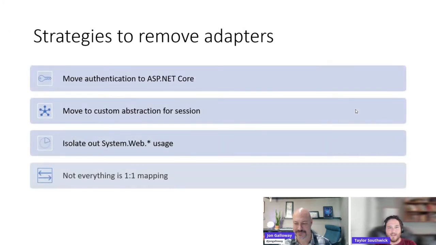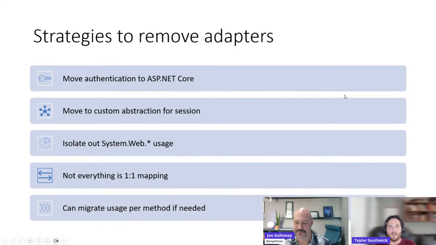Before we get into some demos, I just wanted to go through some of the strategies to remove the adapters. This is maybe something more to keep in mind as you're going through it, because it's something you can push off till later. One of the first things we hear people wanting to do is move authentication to ASP.NET Core. We don't have a great story on how to handle that yet if you want to have this incremental migration. There's an open issue on GitHub. Please thumbs up it if it's something you really want to see done.